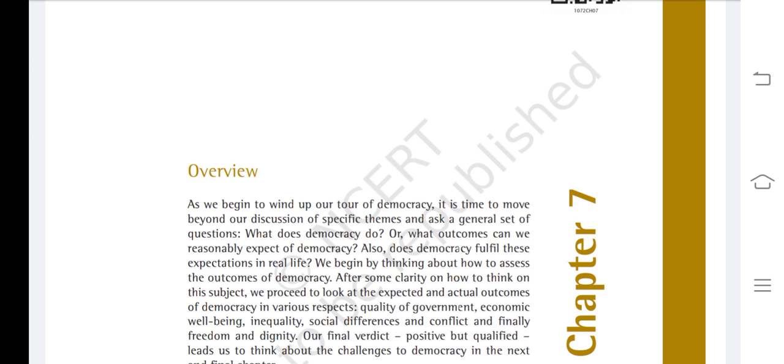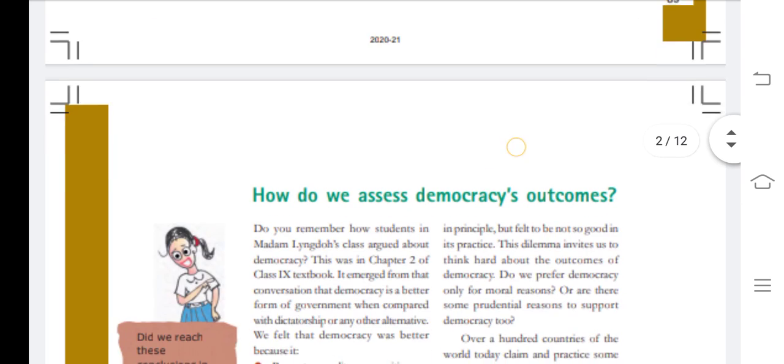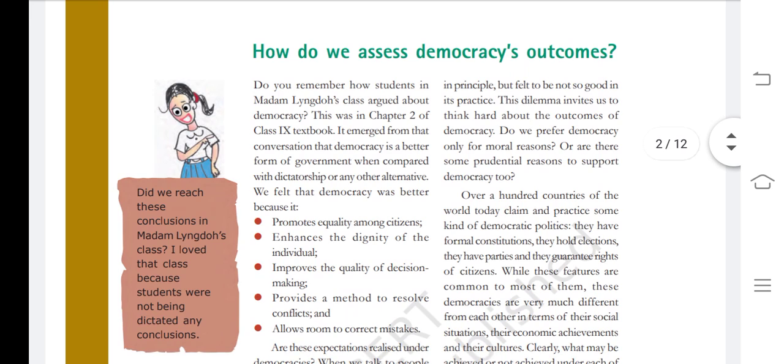Does democracy fulfill these expectations, whatever we are expecting from our government? Does democracy fulfill them in a realistic way? So in this chapter, we are going to see the challenges to democracy, what the outcomes of democracy are, and how we assess democracy's outcomes. The first topic is how do we assess democracy's outcome.